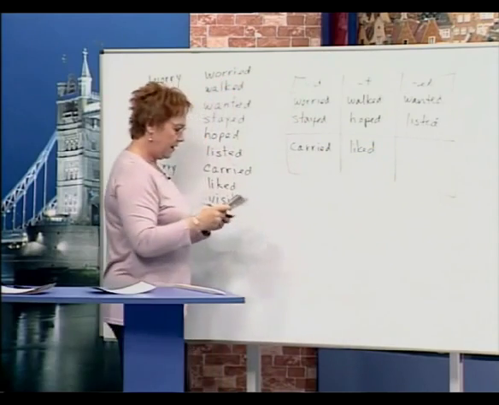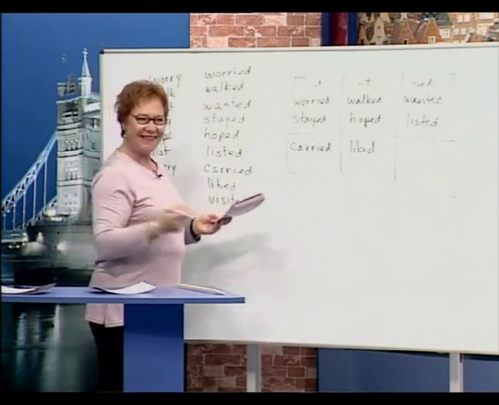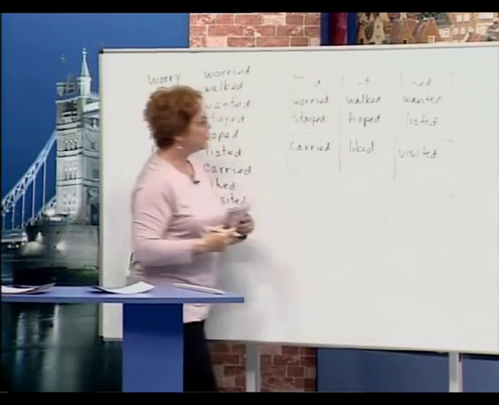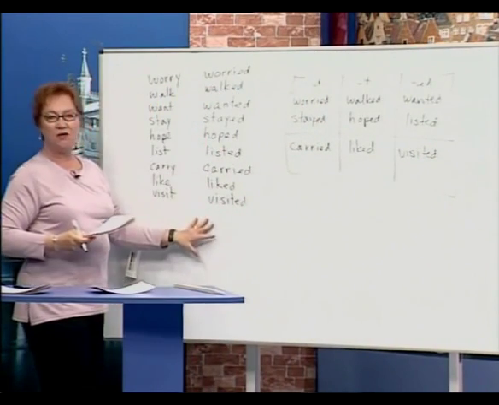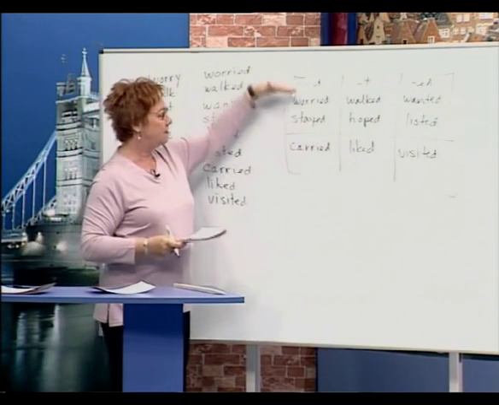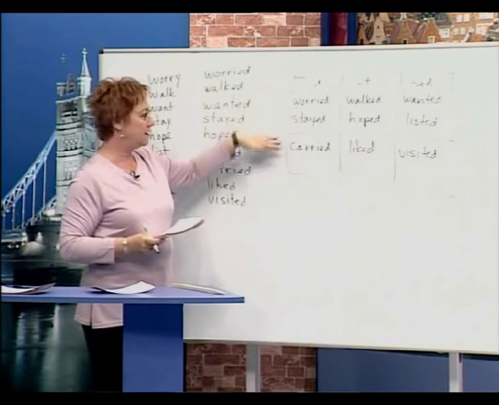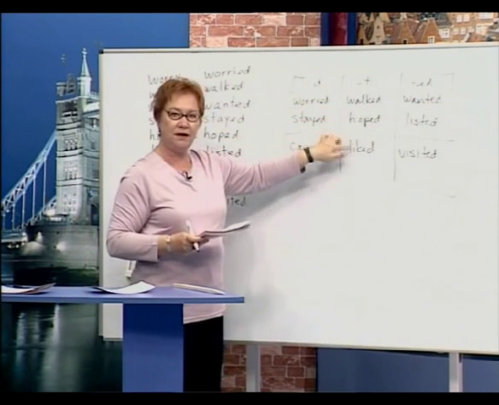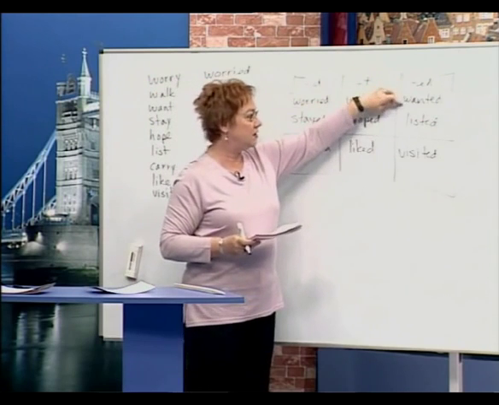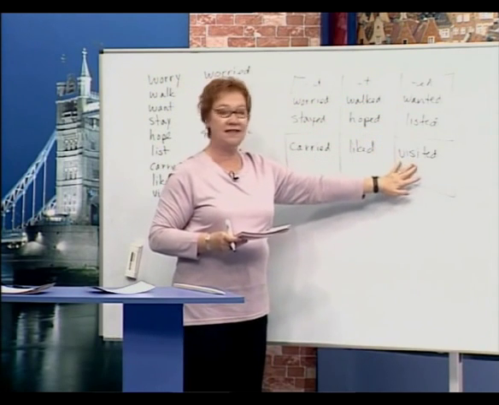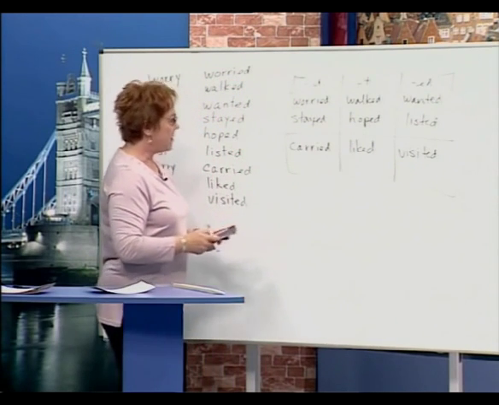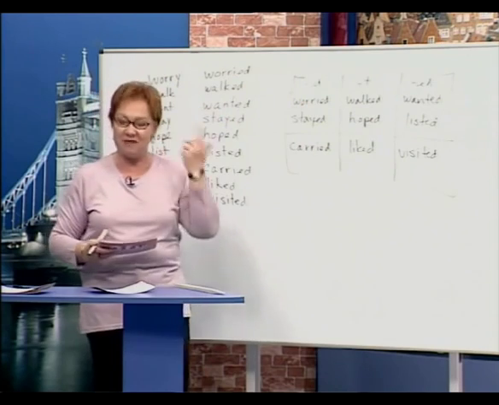All right. And Ali, where does visited go? Visited has an ED ending. It goes under ED. Yes, visited. Okay, so we can see from these we have the three groups of the D words: worried, stayed, carried. The T words: walked, hoped, liked. And the ED words: wanted, listed, visited. Okay? Now, this is the chart that you made, and it'll help you to remember these things.